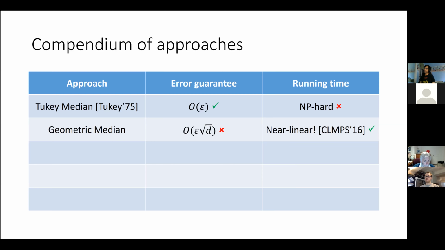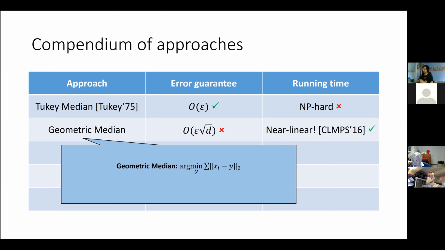Cool. So the Tukey median is a statistician's best friend. A computer scientist's best friend, perhaps, is the geometric median. There's a result by Cohen et al. which shows that this is computable in near linear time. On the other hand, the error guarantee is going to be much worse than before. We were aiming for an O of epsilon accuracy, but now we get an O of epsilon times square root d. So we scale poorly in settings of moderate dimensionality.